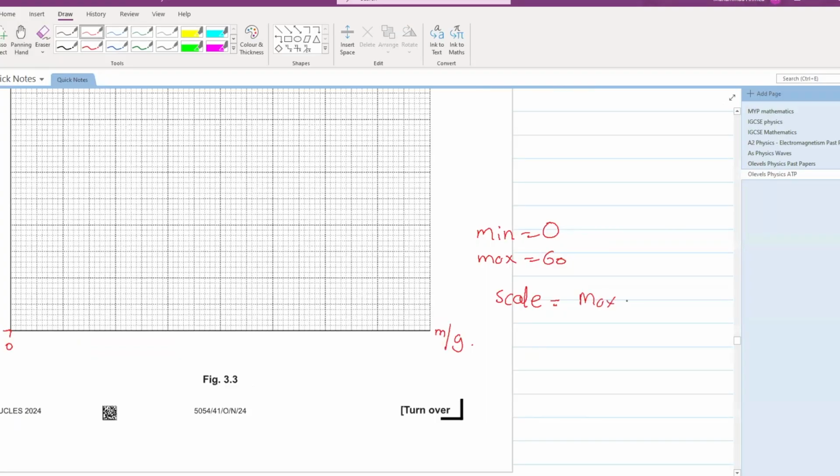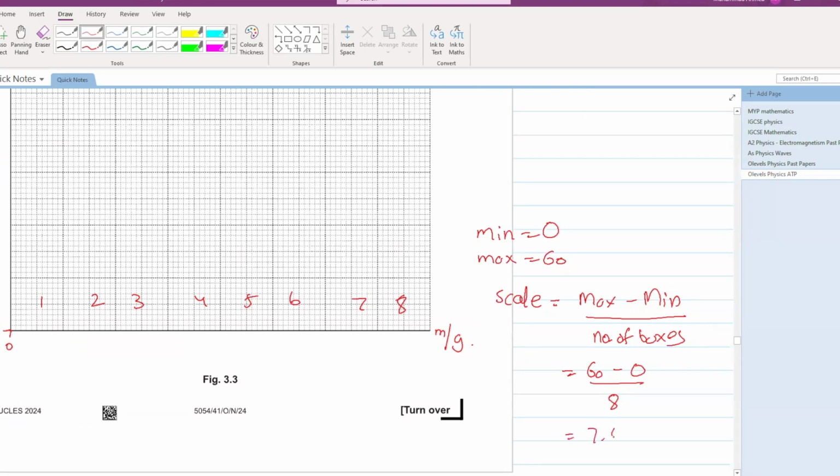Maximum value minus minimum value divided by the number of boxes. What are the number of boxes? These large boxes: 1, 2, 3, 4, 5, 6, 7, 8. What is the maximum value? 60. Minimum value is 0. Number of boxes is 8. Perfect. What does this come out to be? 60 divided by 8 is equal to 7.5.